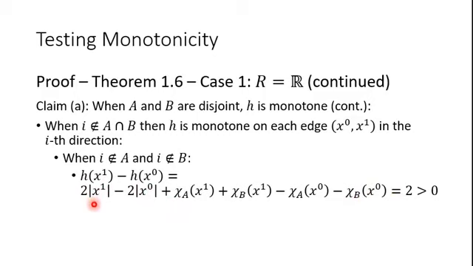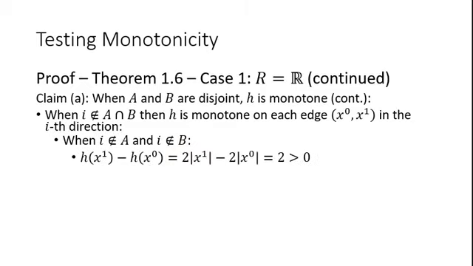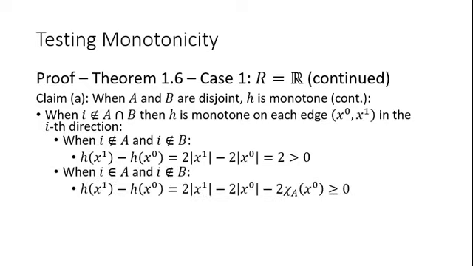Now, the Hamming weight of x1 is only 1 plus the Hamming weight of x0, and so we are left with this being equal to 2, which is of course greater than 0. So far, so good for the monotonicity of H. If we write it concisely, again we have that h(x1) minus h(x0) in this case is larger than 0. So far, so good, because it seems that H is monotone on this edge x0, x1.